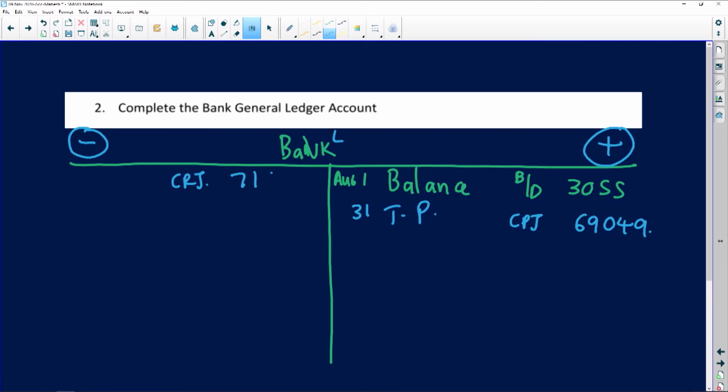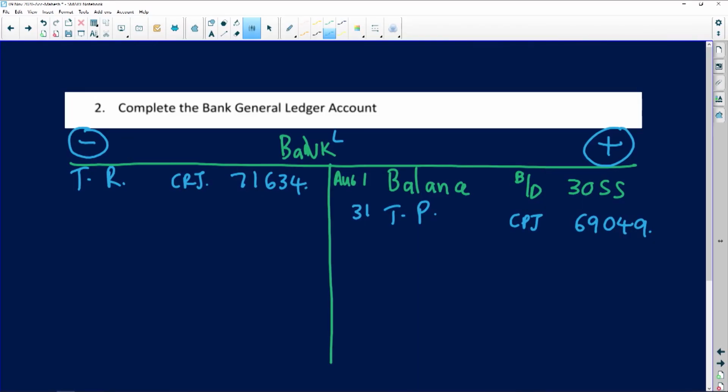So for this particular month, an amount of 71,634. Okay, total receipts. Now, normally, guys, in your grade 12 exam, they probably won't make you complete a bank account, but they'll ask you to do a calculation. I would always recommend you do the ledger account because obviously that's going to help you in terms of showing calculations.